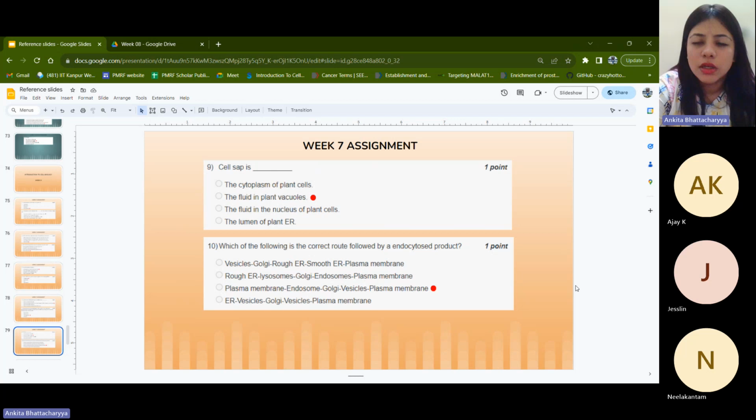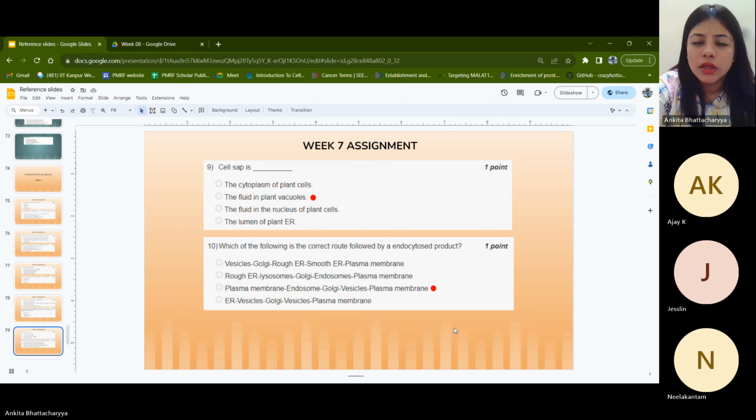And finally, the last question was: which of the following is the correct route followed by an endocytosed product? I think I just mentioned this a while back as well, that if you could summarize the entire process of vesicular trafficking into a flow chart, keep in mind that this is not just starting from nowhere, but it is the path that is being taken up by an endocytosed product.